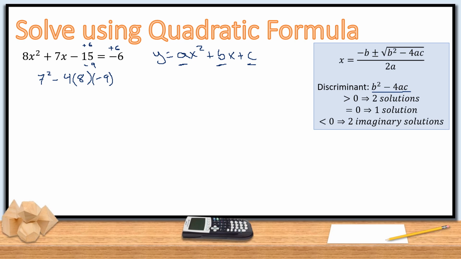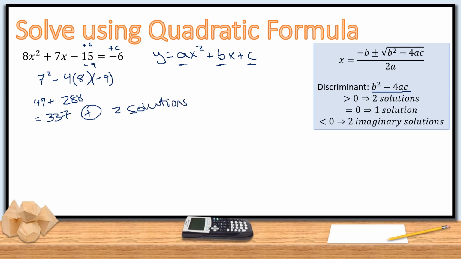Two negatives are going to multiply together to become a positive. So already I know this is going to be 49 plus 4 times 8 times 9, 288. So I'll get 288, add the two of those together, I get 337. So it's positive, which means we're going to have two solutions.